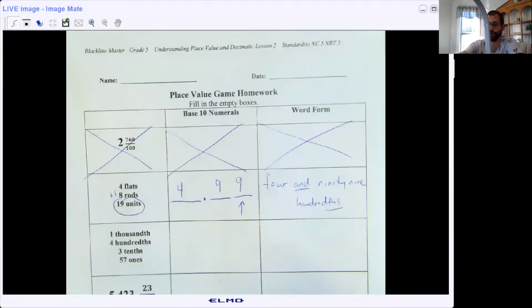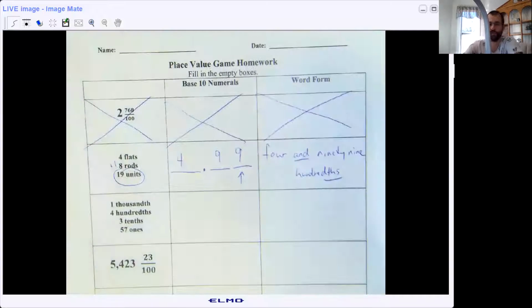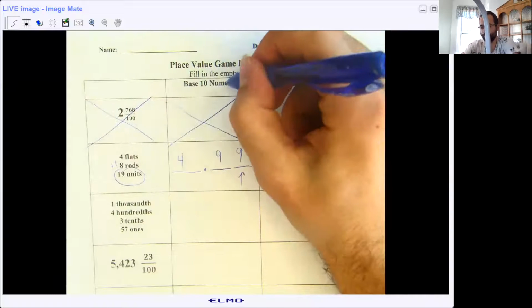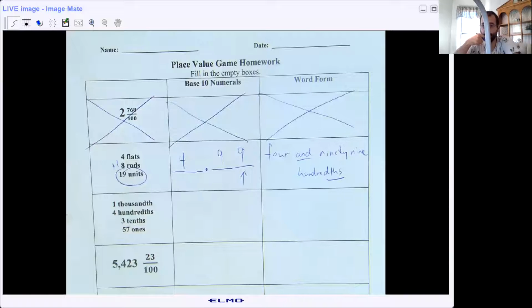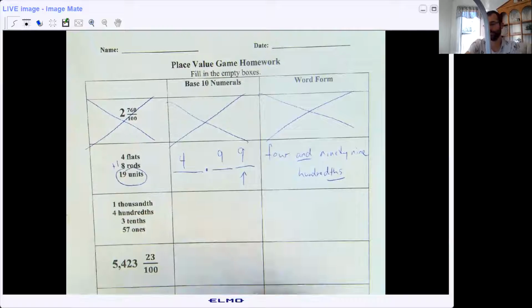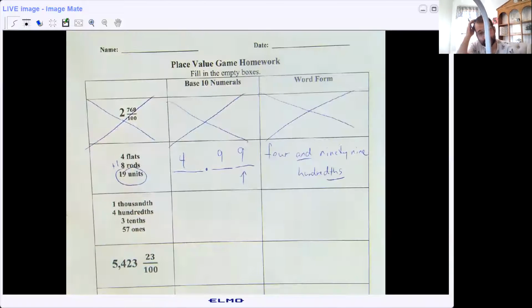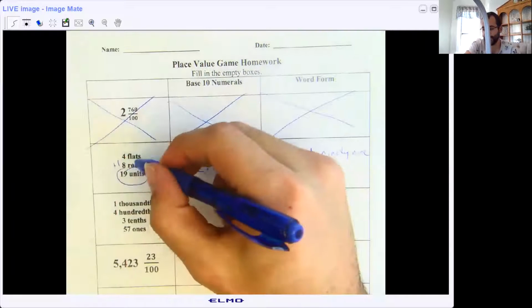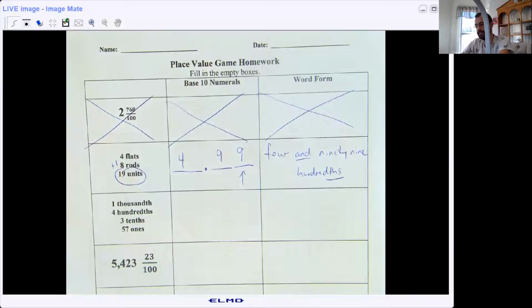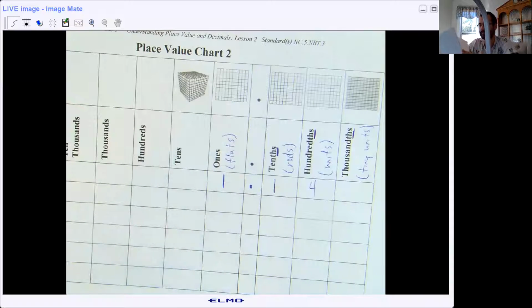We have our scenario. You can cross out number 1. We're not going to do number 1 today. But you got 2 things you're going to do. You're going to do base 10 numerals, which means just basically write it in number form. And you're going to tell me in word form what this looks like. So let's take a look at my number here and see if we can figure this out. 4 flats, 8 rods, and 19 units. So if you've got your paper, you can go ahead and do that.